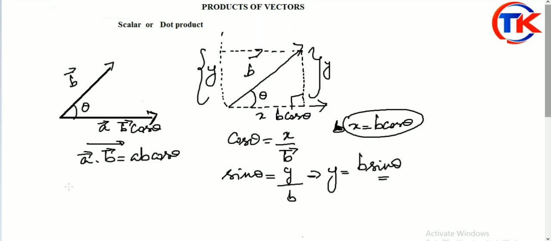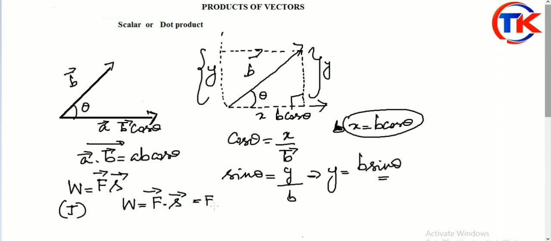So in general, work is nothing but the product of force into displacement. Work is a scalar quantity, but force is a vector quantity, displacement is also a vector quantity, right? So work is equal to F dot S, which is equal to Fs cos theta.